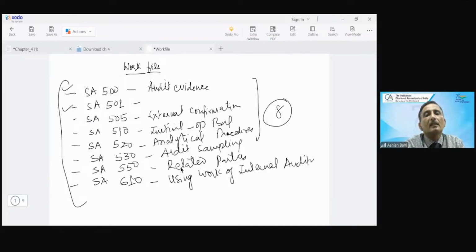So students, as far as audit evidence is concerned, what do you understand by audit evidence? What is its meaning as per SA 500? Quickly. Yes, Harshit, whatever doubt you have, you can send your query on the mail.